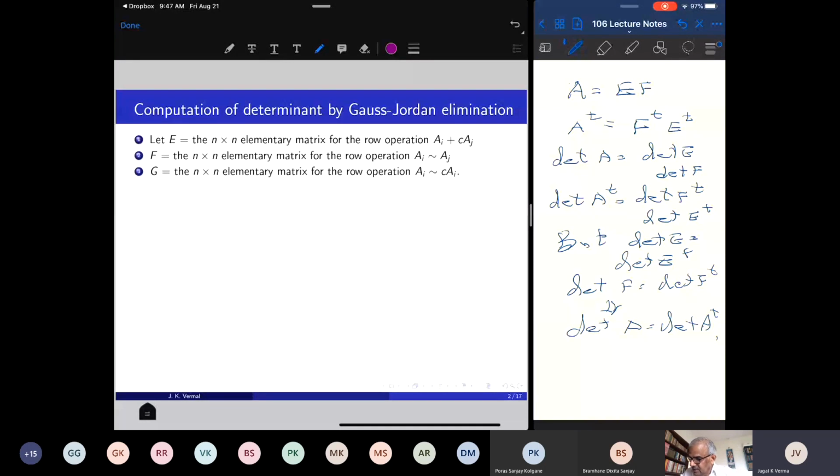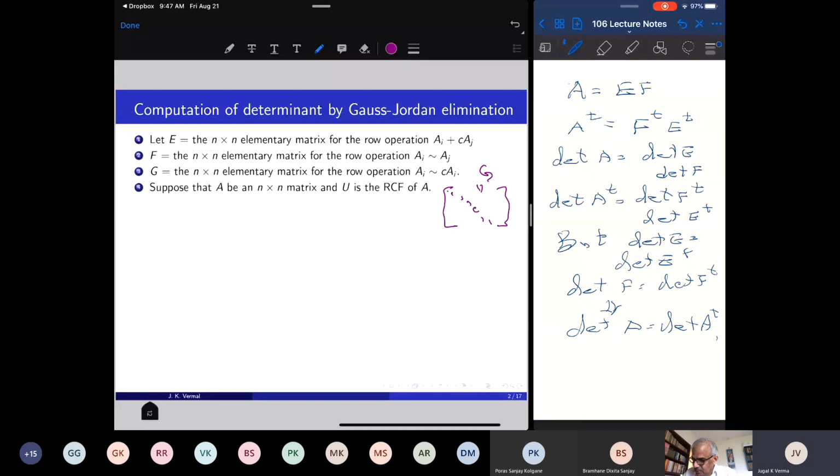Similarly, I multiply A_i by a scalar c, where c is not equal to 0. That is the third kind of elementary row operation, and you do this on the identity matrix. So take the n by n identity matrix and multiply the ith row by c. That is this matrix G. How does G look? Take the ith row and multiply by c in the identity matrix, and this is my G. Similarly, you can write the other matrices also.